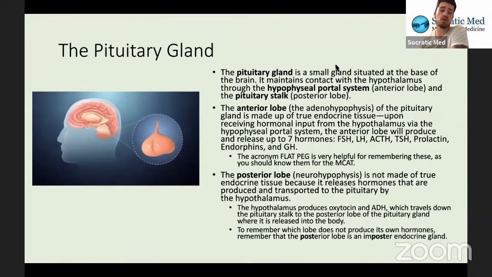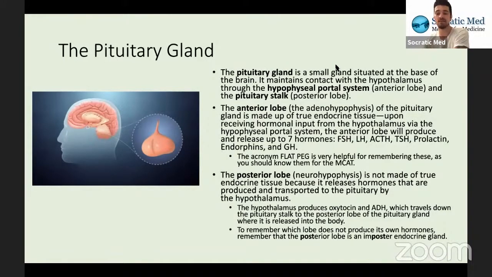So I've seen a lot of different study materials. They use the acronym FLAT-PEG, and I think it's pretty helpful because it's the one that I use and it's the one I used for the MCAT. So FLAT-PEG is the acronym that will help you remember what is created in the anterior lobe.